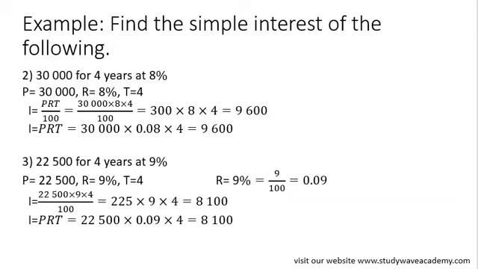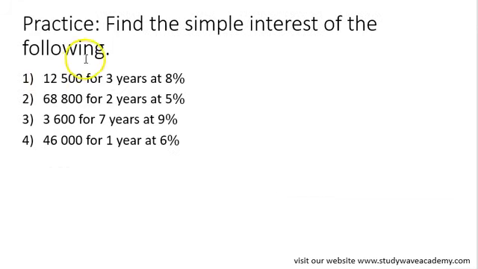Now we have some practices left for you to do. You have to find the simple interest of the following. Okay, we have number 1, 12,500 for 3 years at 8%. You use either of the formulas you like. You either use the formula of I equals PRT or I equals PRT over 100. You use any formula you want to solve this equation. Also in number 2, where we have 68,800 for 2 years at 5%, you use any of the formulas you want.